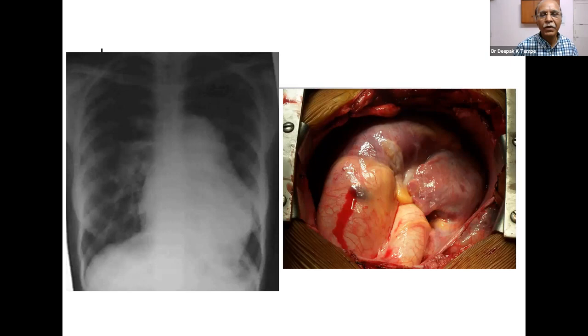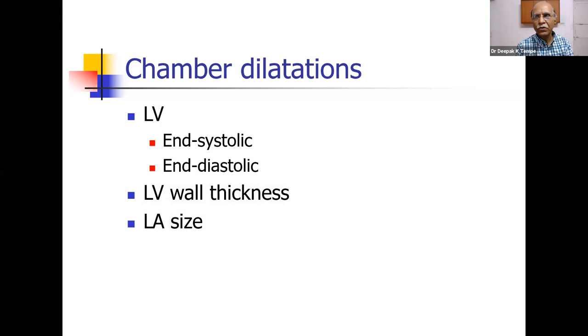Now, certain issues related to chamber dilatation. So if you know the pathophysiology, you'll see the LV dilates in all regurgitant lesions. The LV will dilate. In stenotic lesions, so mitral stenosis, the left atrium will dilate, the RV will dilate. So you should have some idea or knowledge about the pathophysiology in order to understand which chambers are dilated in which condition, so that you can interpret the chamber dilatations. And in LV, you need to know the end systolic dimension and end diastolic dimension and LV wall thickness to assess the degree of concentric hypertrophy, which will influence the diastolic function of the LV, and the left atrial size, which has now been included as one of the important parameters for assessment of the LV diastolic dysfunction.